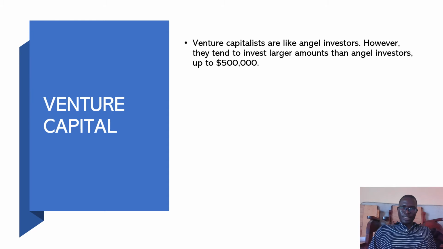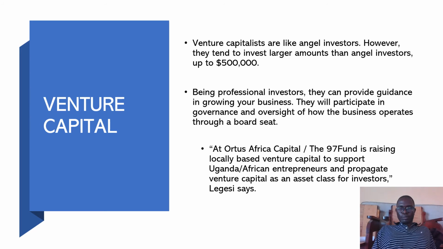The next one is the venture capitalists, or private equity funding. Private equity funding, that is the venture capitalists, is like angel funds. However, they tend to invest large amounts of money, sometimes up to 500,000 US dollars. They are professional investors within the industry. They can also offer guidance to your business. They can also participate in the governance and oversight of how the business operates. An example in point here is Octopus Africa Capital, managed through 97 Capital, which is raising locally based venture capital funds that support Ugandan and African entrepreneurs and propagate venture capital as an asset class for investments.